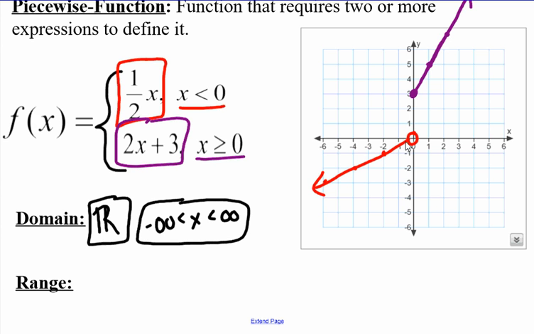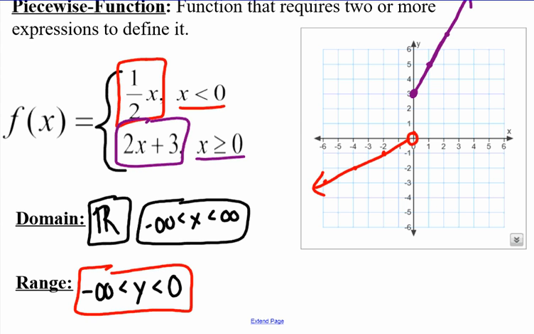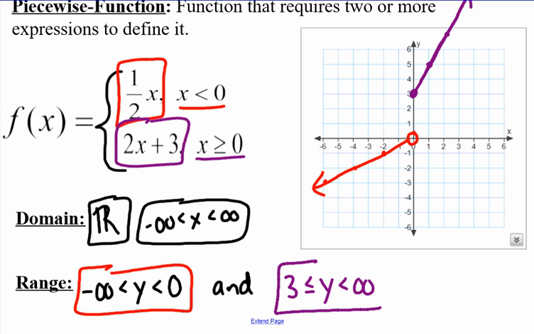The range: this is going all the way down, and this is going all the way up. However, you don't get any values in between 0 and 3. You do get 3, though. So we would say that my range is, we kind of have to write this in two statements. We need to state that the y values go from negative infinity all the way up to 0, but we don't get it. That's kind of the red part. And then we get this purple part, which is I get any value from 3, including 3, heading towards positive infinity, but I don't get anything in between. So that's one way of writing it.